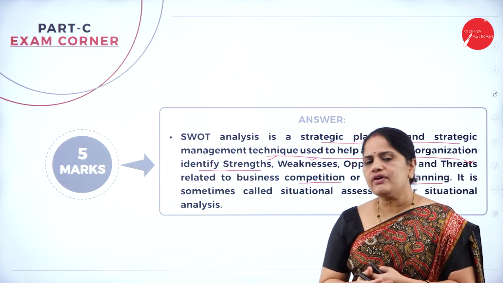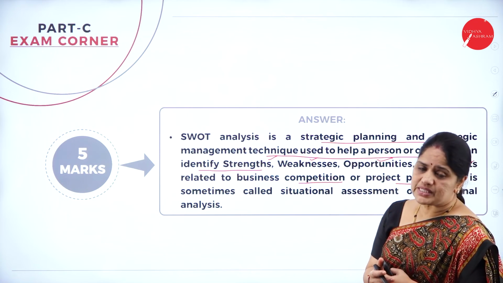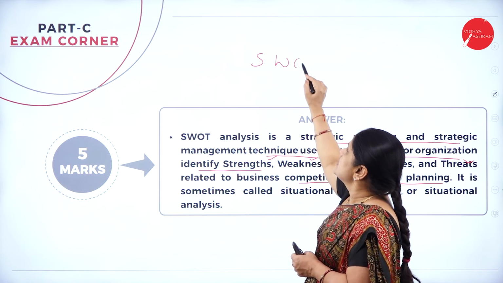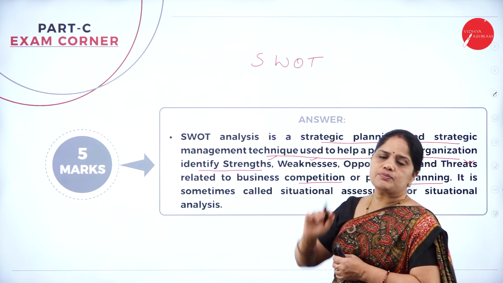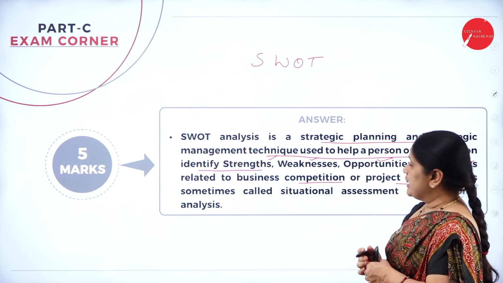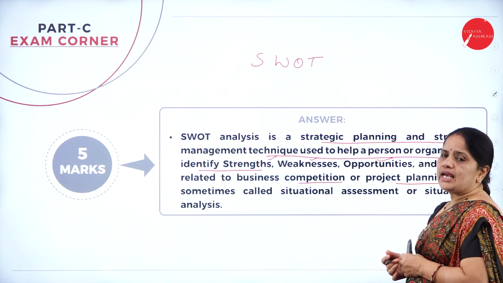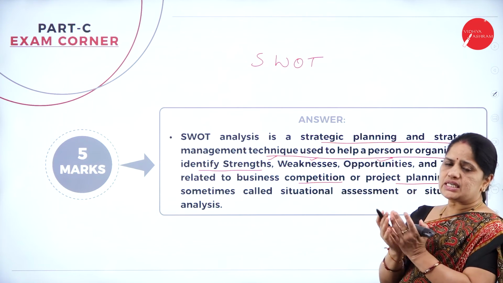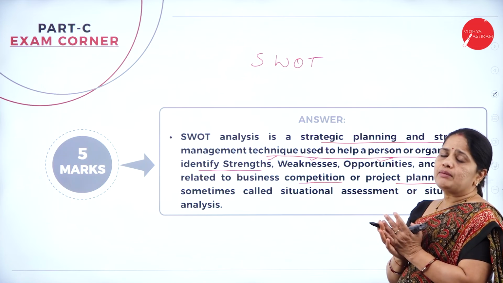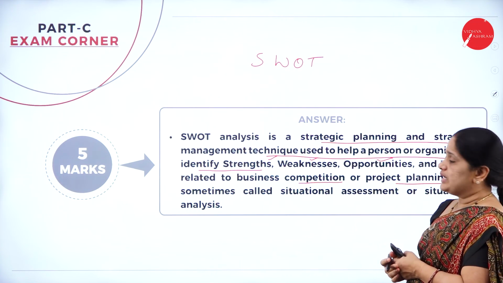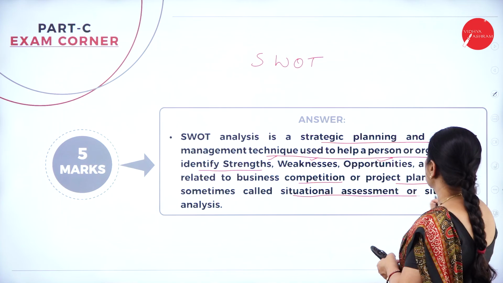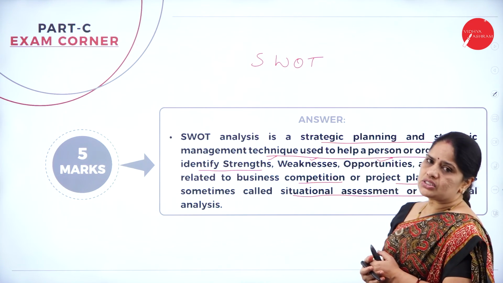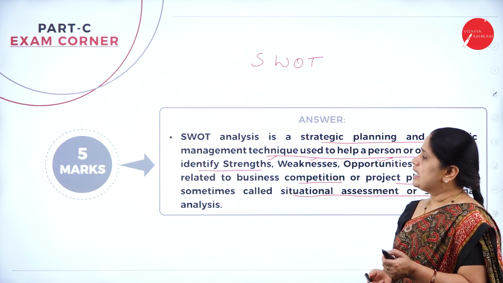So, whether you are planning for a project or whether you are analyzing the business competition, you need to have a list of the strengths, weaknesses, opportunities, and threats before the organization. So, when you make a list of this, we can just say that half the plan is done. So, when you are matching the strengths with the opportunities, you will be able to see in what direction the company can go. Sometimes it is also called situational assessment or analysis. So, situation analysis is also called the SWOT analysis.